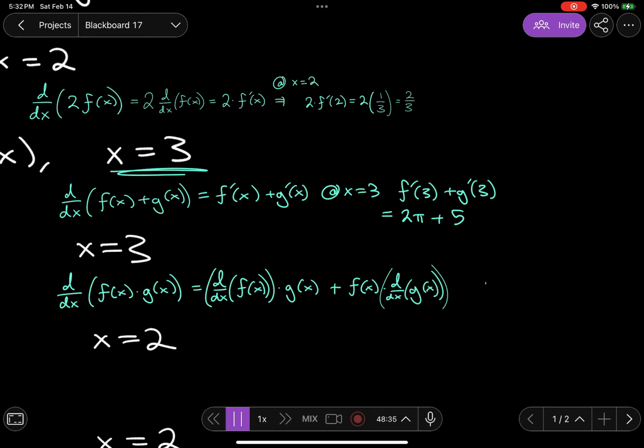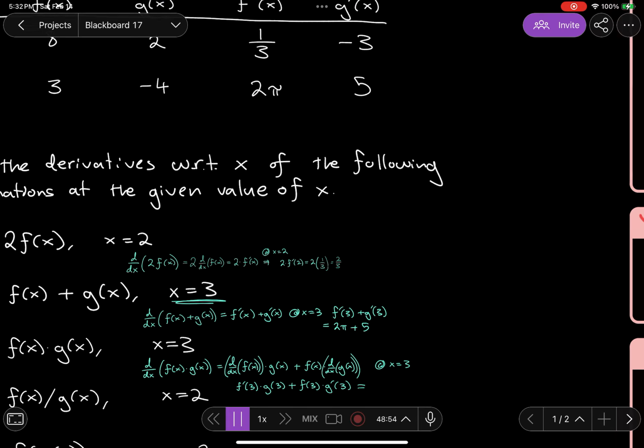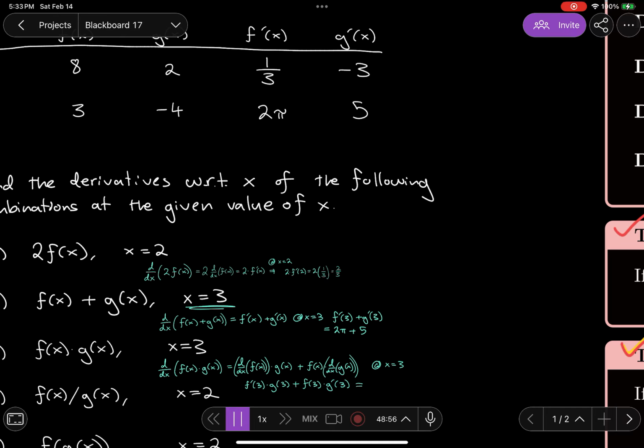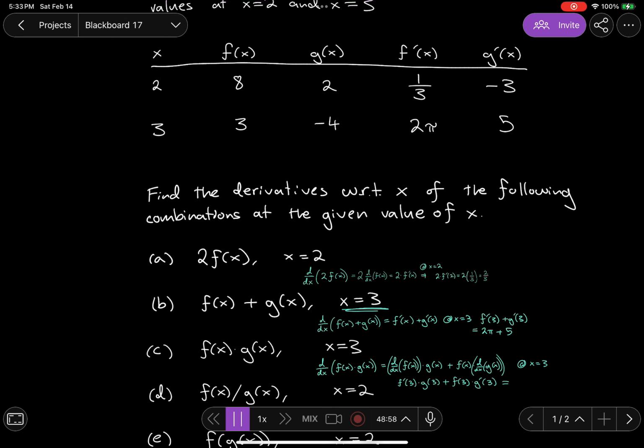I want to evaluate this at x equals 3. In other words, what I really need is f prime of 3 times g of 3 plus f of 3 times g prime of 3. But all of these things are given in the chart. So this is equal to, so f prime of 3 is equal to 2 pi.